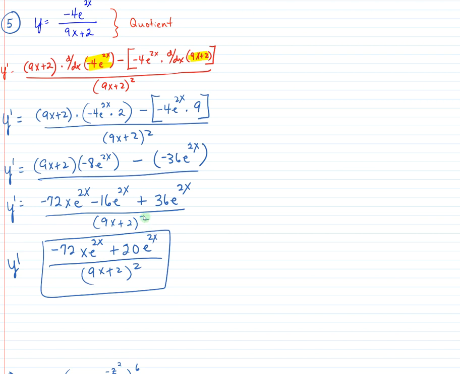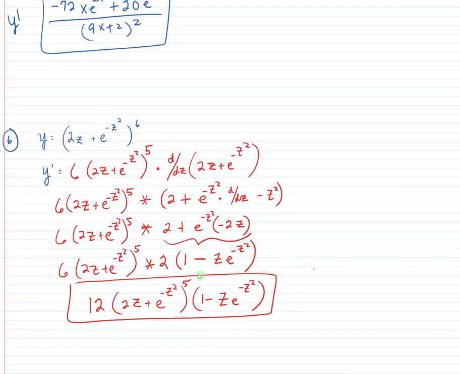Now the only thing that I did there was combine some like terms. These two are the same type of terms. So that's negative 16 of those plus 36 of those. That becomes 20e to the 2x. Still had that, and then over this. So that should be the answer to number 5.